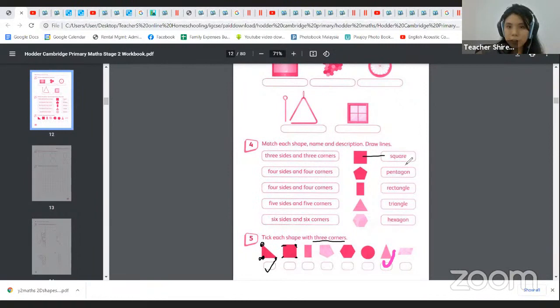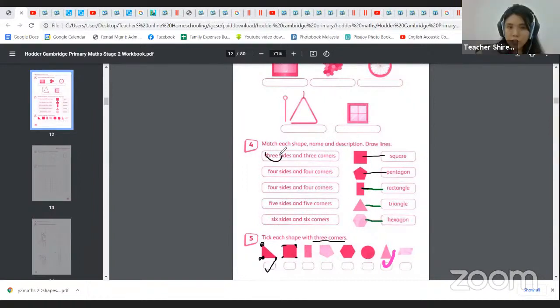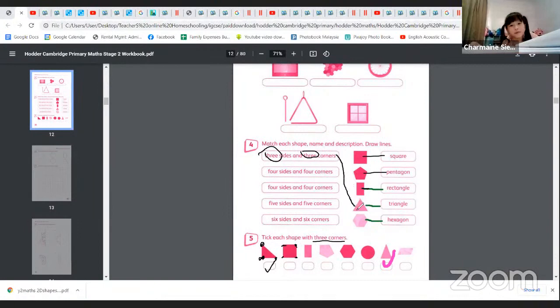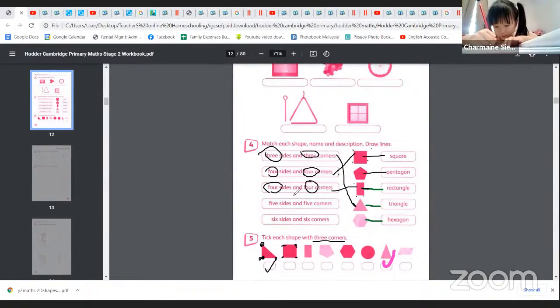Pentagon, which is pentagon. Okay, good. Triangle, hexagon. Good. Okay, now which picture has 3 sides and 3 corners? Triangle. Very good. Which has 4 sides and 4 corners? 1, 2, 3, 4. Square. 1, 2, 3, 4. Rectangle. Wow, so faster. Right?